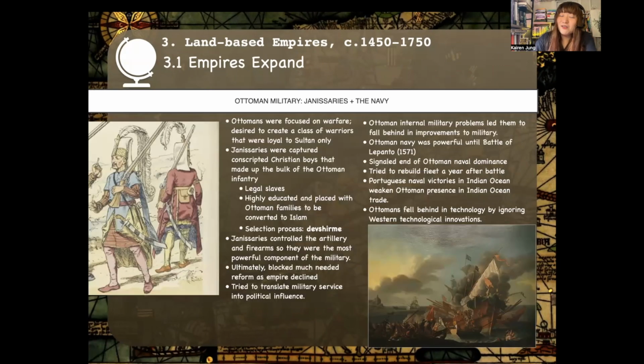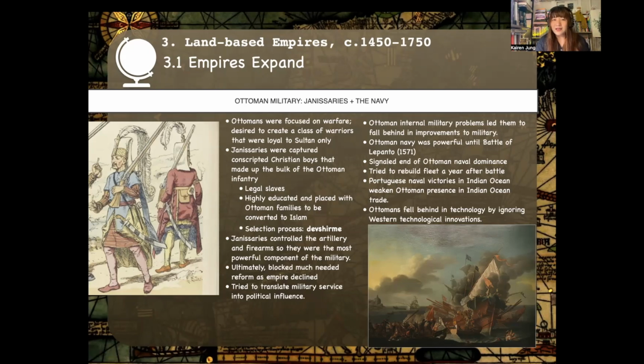Now, when we look at the Ottoman military, they were notorious. They had janissaries, and they had a navy. The Ottoman navy was all-powerful up until the Battle of Lepanto. The Battle of Lepanto is one of those events in human history that really changed the course of everything, the hinge upon which the trajectory of history just turned and swiveled on its axis.